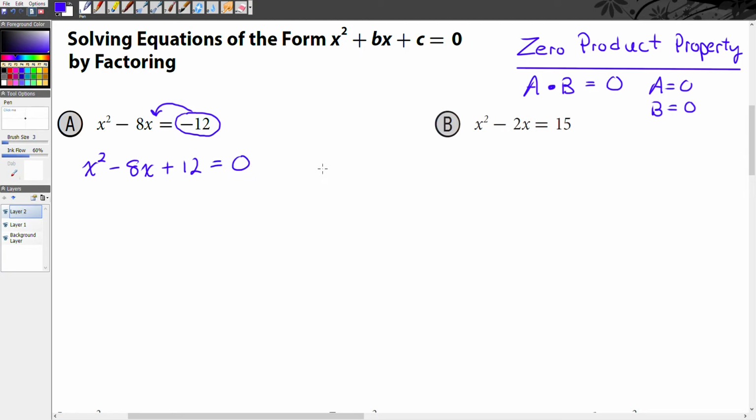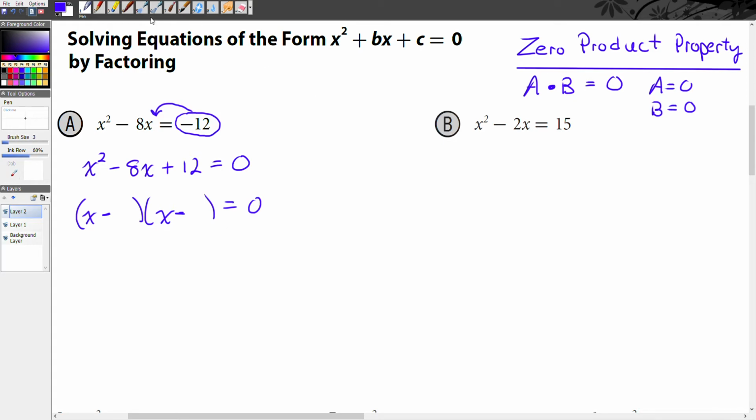So now our next step would be to factor x squared minus 8x plus 12. We go to the previous lesson where we learned that since my c value is positive and my b value is negative, both of my binomials are going to be x minus some number times x minus some number.